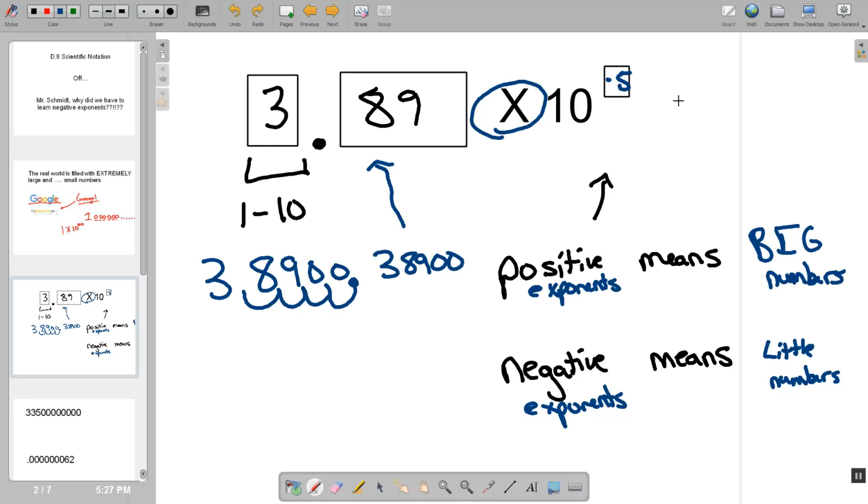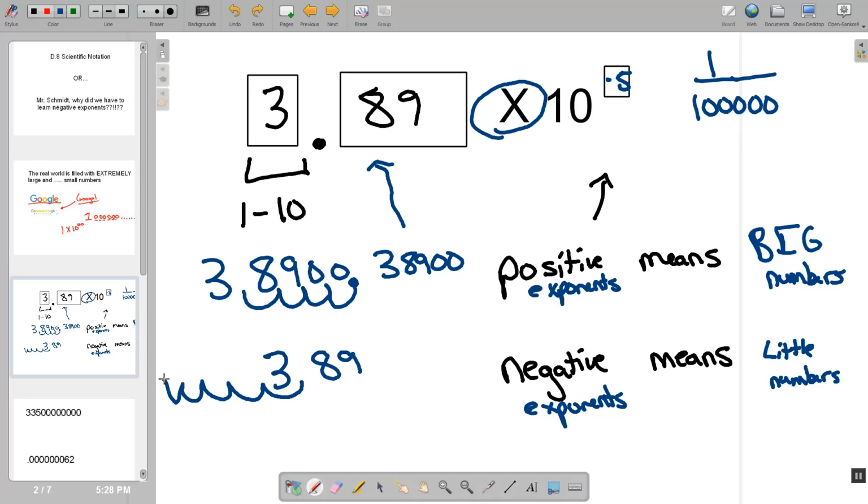So what that means is we're actually multiplying times 1 over 100,000. Well, if we're dividing by 100,000, the decimal point's going to go left because we're making a smaller number, and it's going to go left 5 times. So we write out our 389. We go left 5. 1, 2, 3, 4, 5. We add in zeros, and we put our decimal point right out here.